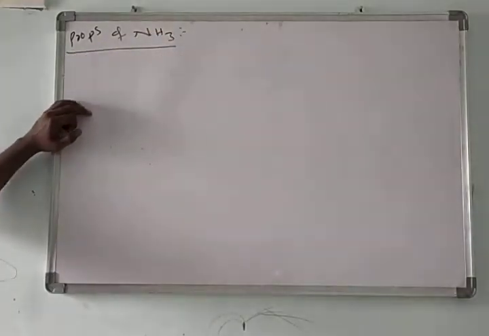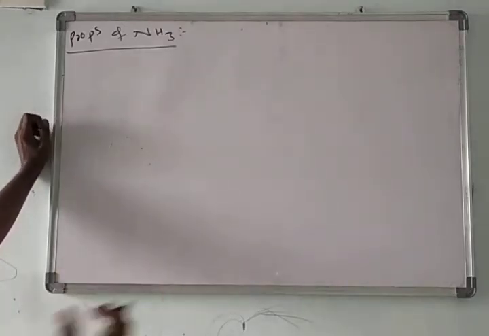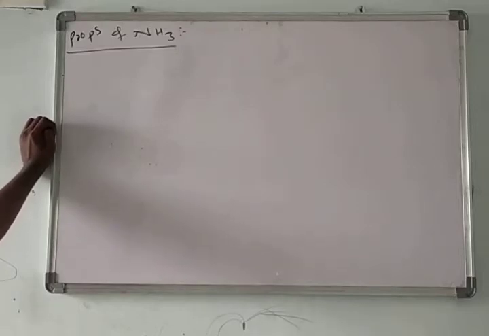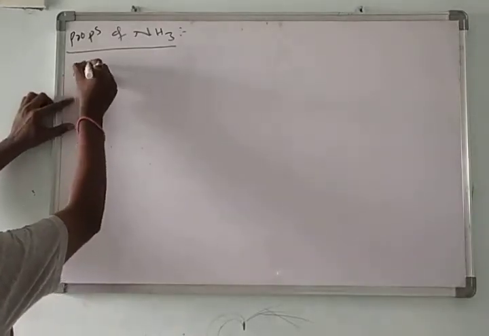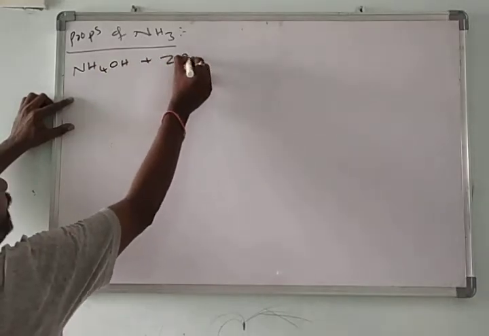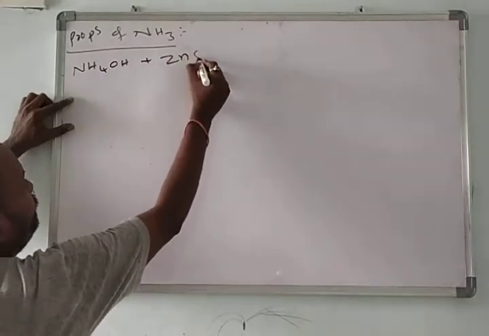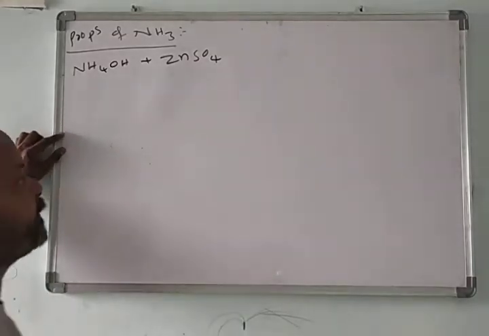Yesterday we discussed that ammonia is a base. It easily reacts with the acids and forms salts. Yesterday we discussed the topic. Here ammonia means ammonium hydroxide form. Ammonium hydroxide reacts with zinc sulfate.